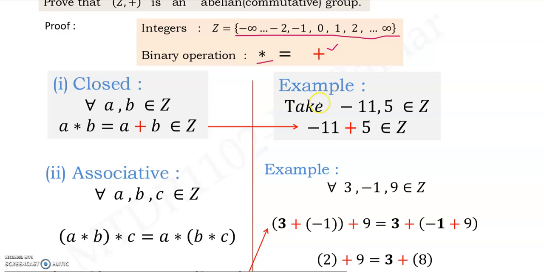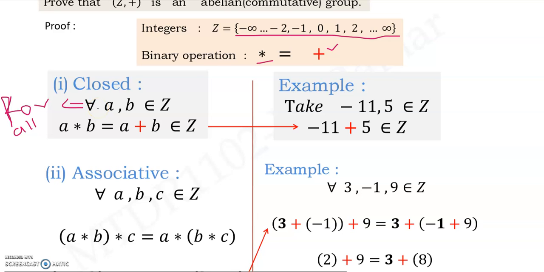Now we see the first property, closed property. What is closed property? See how to read this. This is called for all. This is the symbol for all. For all a comma b belongs to Z, a star b is equal to a plus b, that is also in Z, belongs to Z. This is the closed property.